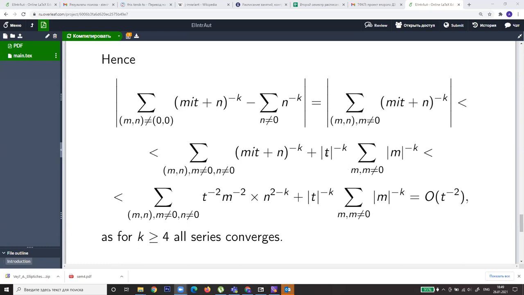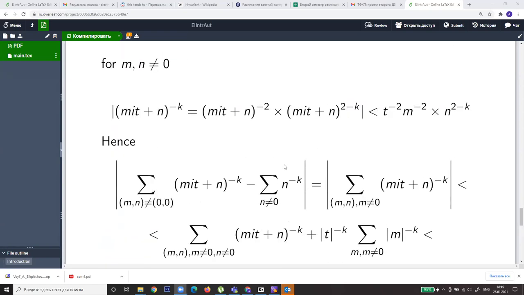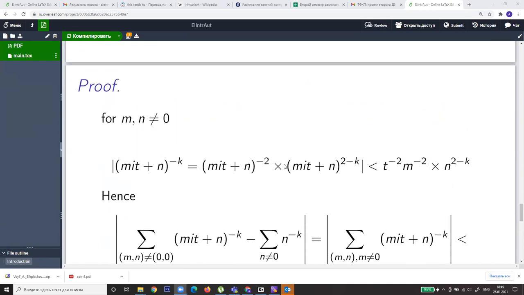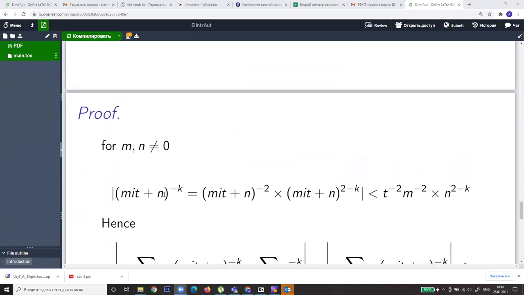And it leads to t in power minus k. So when tau goes to infinity, it tends to zero. But for the first summand, I use the following beautiful idea. First, I say that k is equal to k plus k minus 2. Very deep result. So I split my product in two.